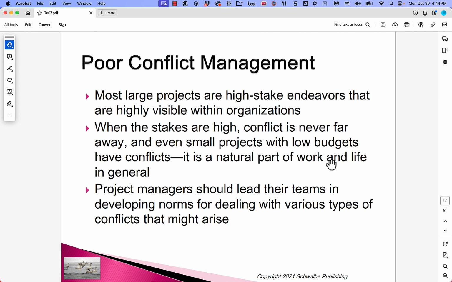Conflict management. Most large projects are high stake endeavors that are highly visible within the organization. When stakes are high, the conflict is never far away, and even small projects with low budgets have conflicts. It's a natural part of work and life in general. Project managers should lead their teams in developing norms for dealing with various types of conflicts that might arise.